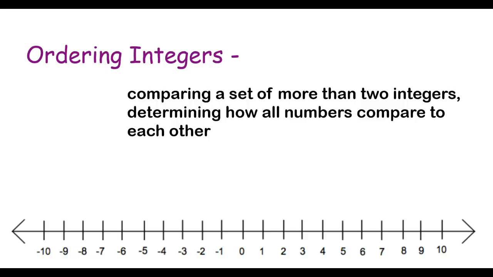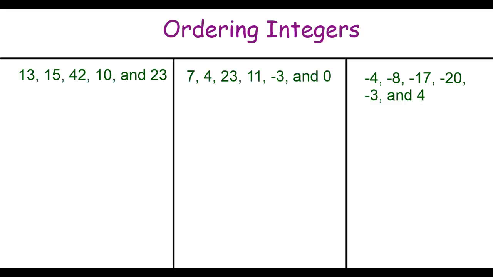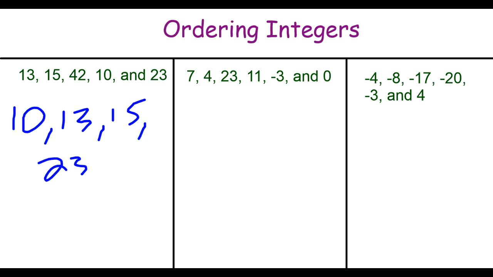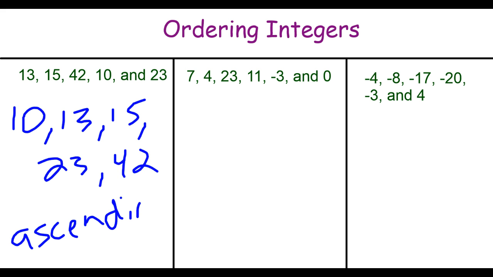So go ahead, pause the video, work on these three sets of integers, order them from least to greatest, and come back when you are ready to move. So our first set of numbers here are all positive numbers. We're very familiar with that. 10 is the least, then 13, 15, 23, 42. Now ordering from least to greatest, as we said, is something called ascending order, meaning climbing or becoming greater.